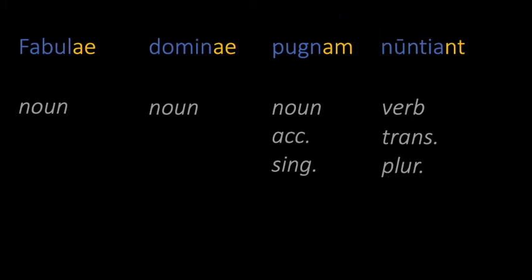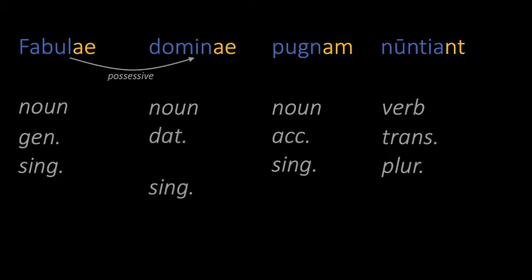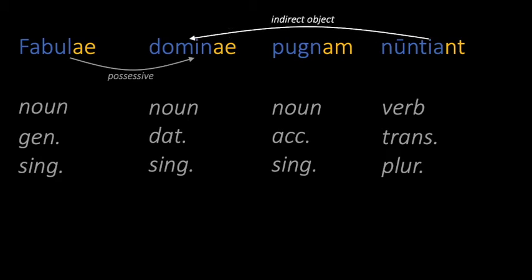Let's look at another parsing. In this version, fabulae is again genitive, singular, and possessive with dominae. But dominae this time is dative singular, making it the indirect object of nuntiant, which we will signify with a white arrow. Pugnam is the direct object.